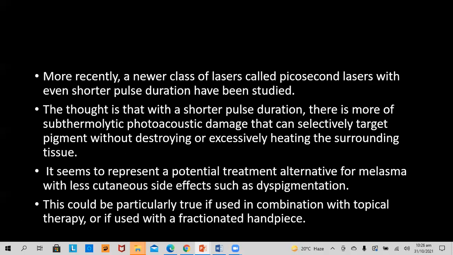More recently, a new class of laser, that is a pico laser or picosecond laser with even shorter pulse duration, has been studied. It is thought that with a shorter pulse duration, there is more sub-thermolytic photoacoustic damage that can selectively target pigment without destroying or excessively heating the surrounding tissue. This seems to represent a potential treatment alternative for melasma with fewer cutaneous side effects like dyspigmentation. This could be particularly true if used in combination with topical therapy and used with a fractionated handpiece.